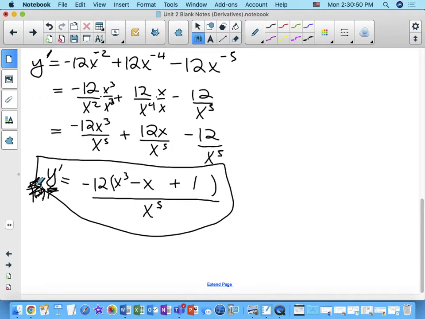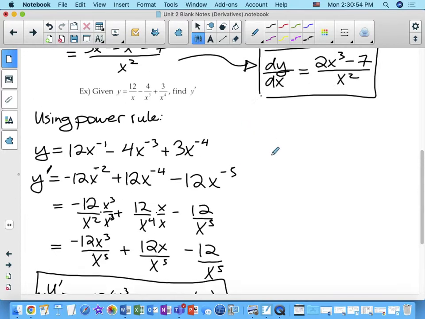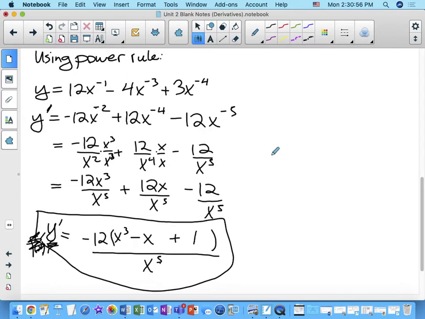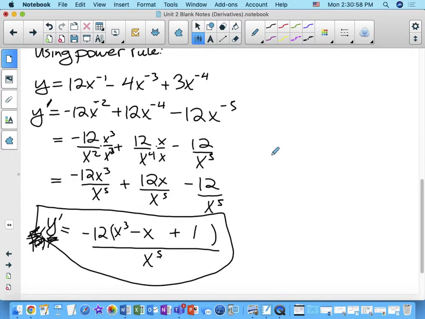Okay. Now, if we wanted to use the quotient rule, we would have to do that step of the least common denominator first, okay? So that we can actually get a quotient.